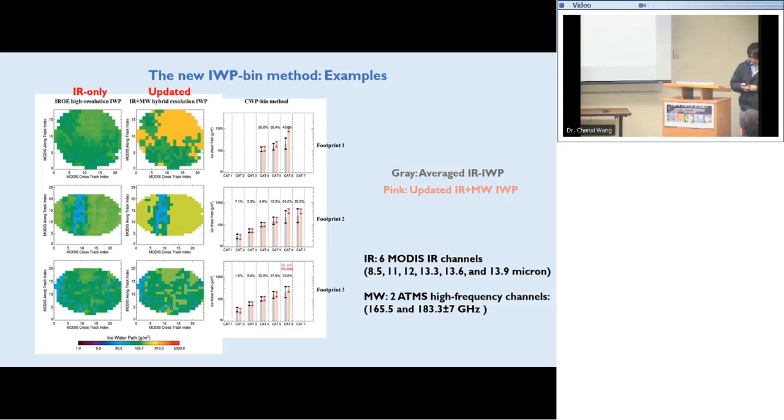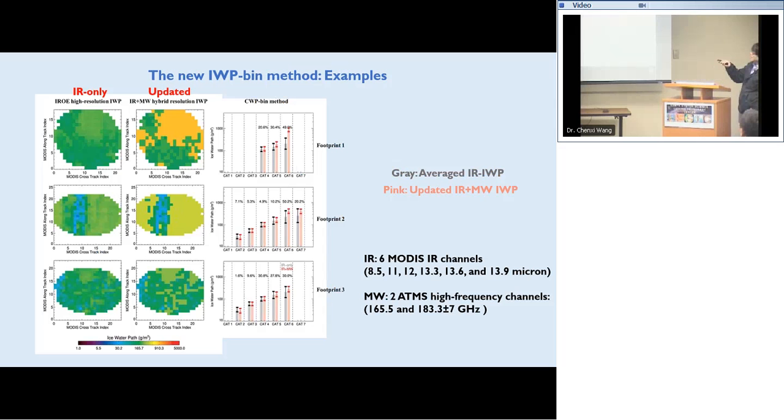And with this, we can use optimal estimation to retrieve cloud properties for each IWP beam. So here's an example. Here I use 3 ATMS footprints, for example. Here on the left side, this is step 1. We use infrared-only retrieval for each subpixel. This is the infrared-only ice water path. And after the updates, we get this. So eventually we have a hybrid spatial resolution ice water path retrieval.